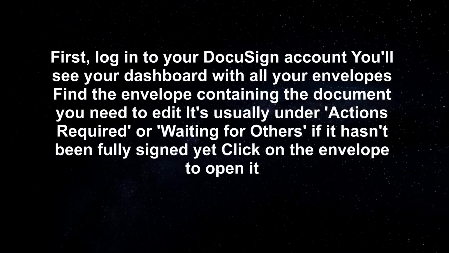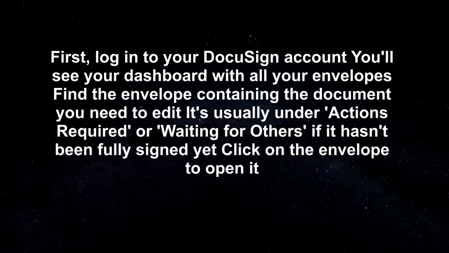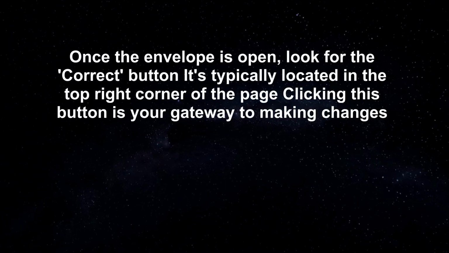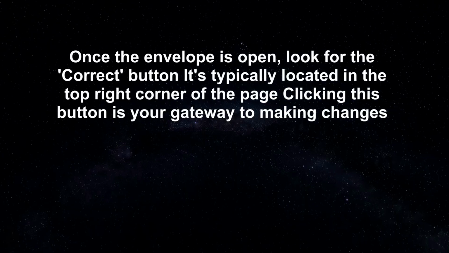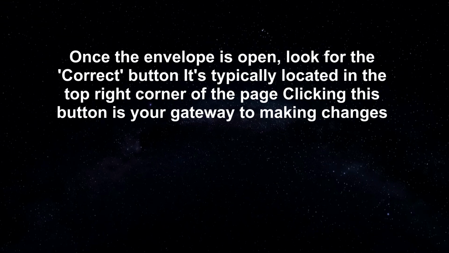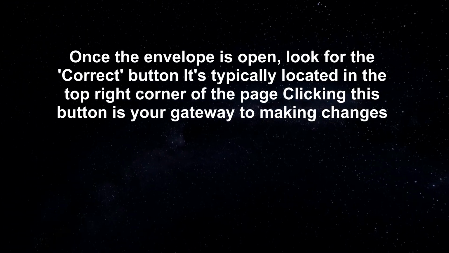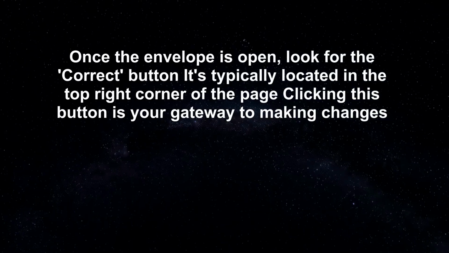If it hasn't been fully signed yet, click on the envelope to open it. Once the envelope is open, look for the Correct button. It's typically located in the top right corner of the page. Clicking this button is your gateway to making changes.